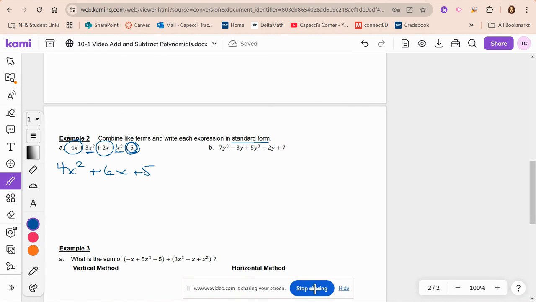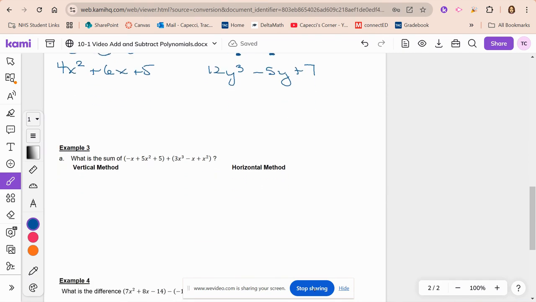Looking at my next example, again, to the third power is my highest. So that's going to give me 12y to the third. I don't have anything to the second power, which is okay. Then I have negative 3y, negative 2y. I combine those, I get negative 5y. And then 7 comes down, and that constant is the last term.